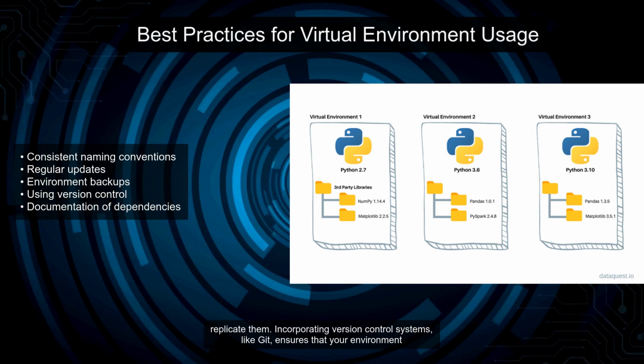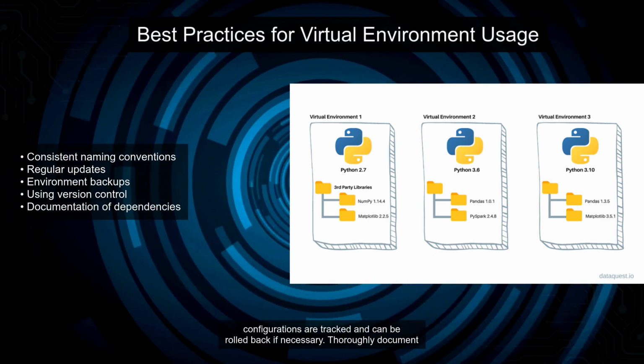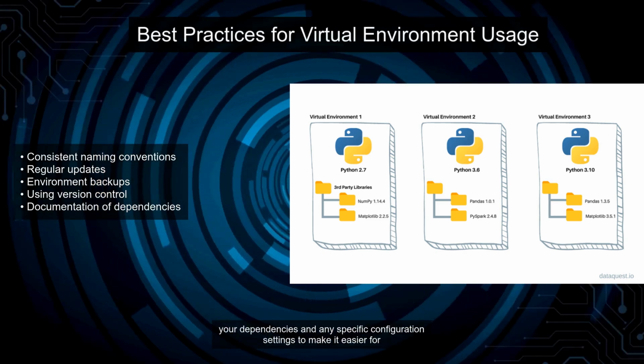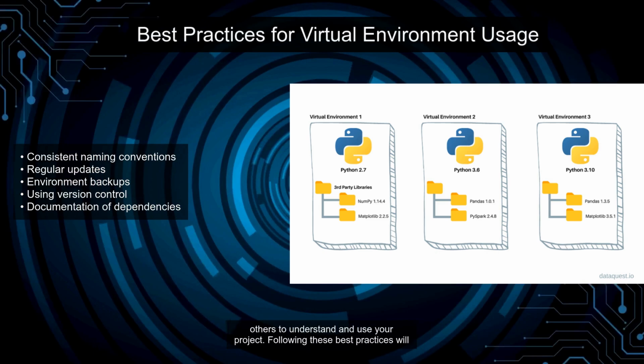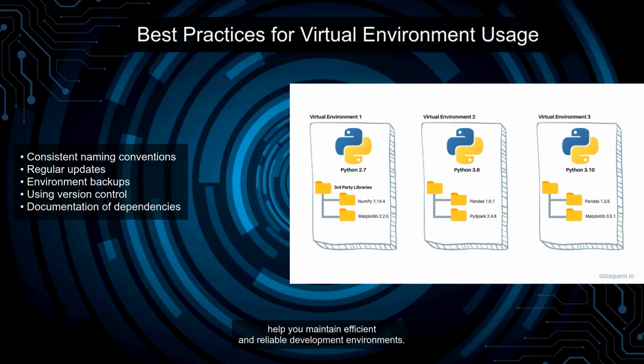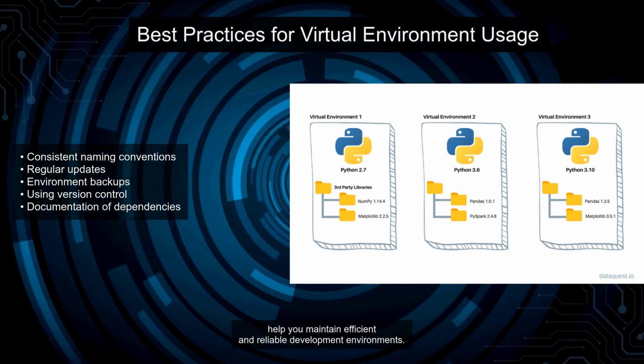Incorporating version control systems, like Git, ensures that your environment configurations are tracked and can be rolled back if necessary. Thoroughly document your dependencies and any specific configuration settings to make it easier for others to understand and use your project. Following these best practices will help you maintain efficient and reliable development environments.